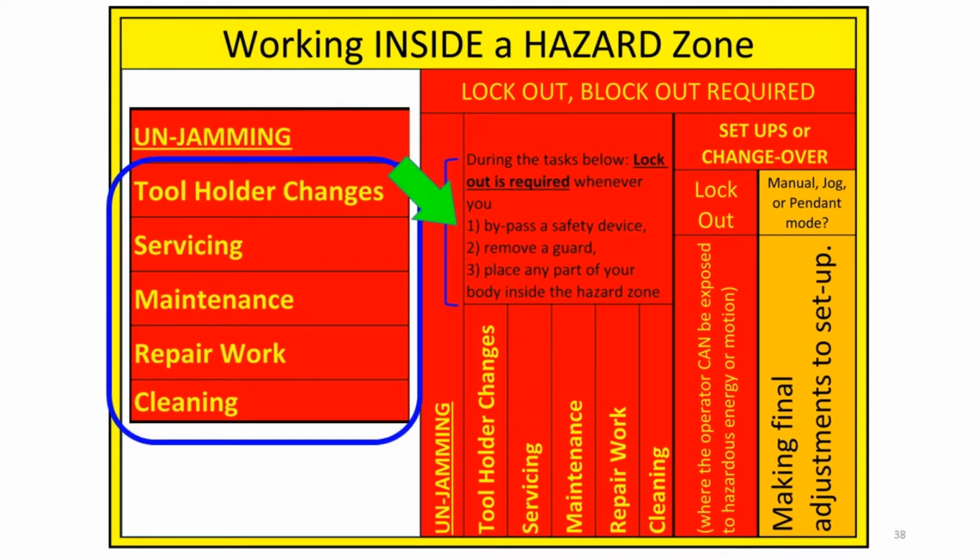Anytime you have to, number one, bypass any safety device like an interlock, a proximity switch, a light curtain, or number two, remove a guard, or number three, place any part of your body inside a hazard zone to perform tool holder changes, to perform service or maintenance, to conduct repairs, or to do cleaning. If you have to do those things, then you have to protect yourself by locking out and or blocking out those hazards.